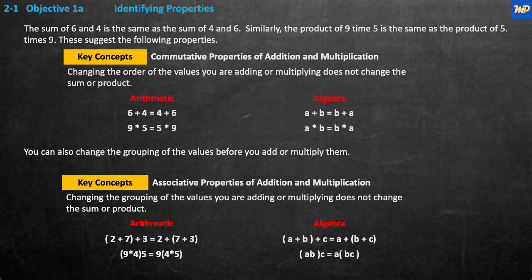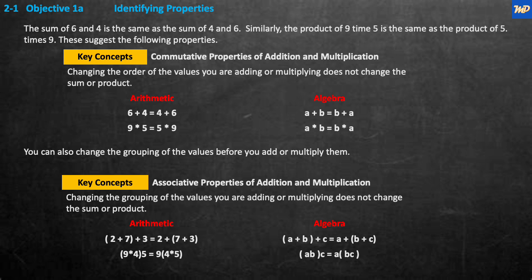Okay. You can also change the grouping, the way the numbers are grouped, before you add them or multiply them. Again, for instance, the associative property. This is how we associate the items together. The associative property of addition or multiplication. Changing the grouping of the values you are adding or multiplying does not change the product or the sum.